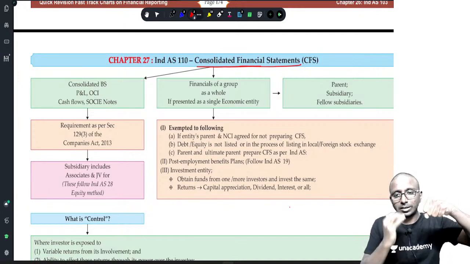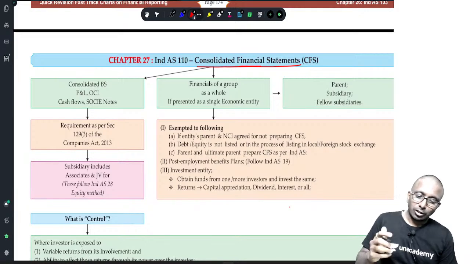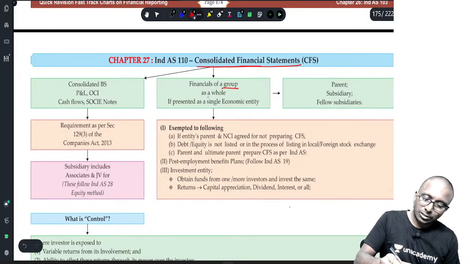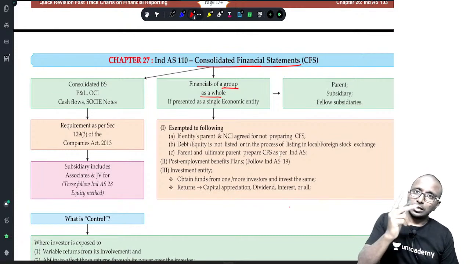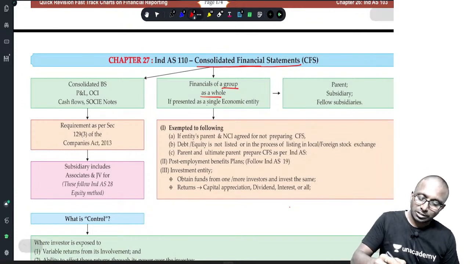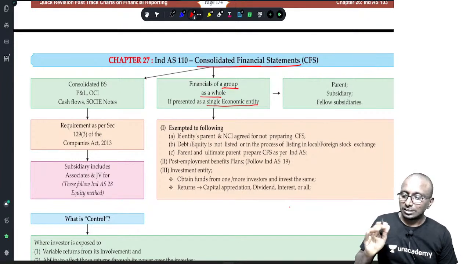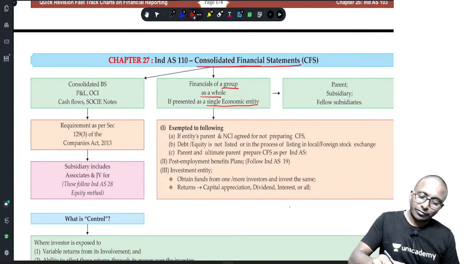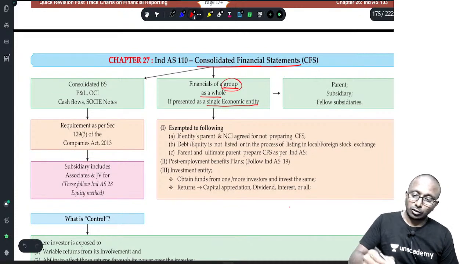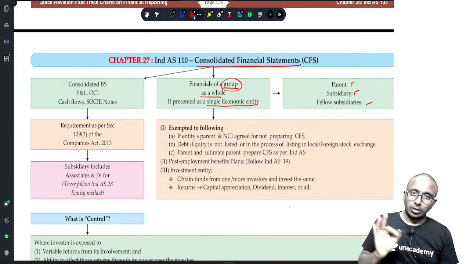I am the holding company, and we work together, though the forms may be different. So we present the financials of the group as a whole, as a single economic entity. That is the first point. When I use the word group, group means the parent company, subsidiary company, and fellow subsidiary company. Group means that much.